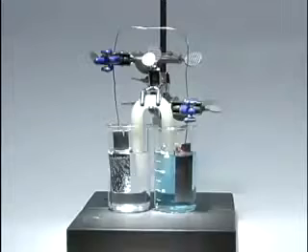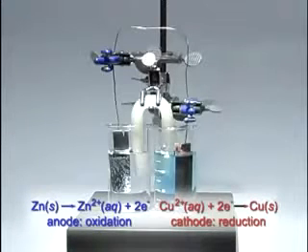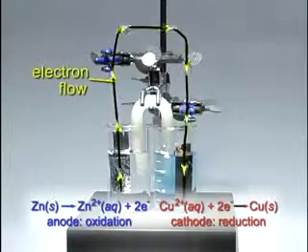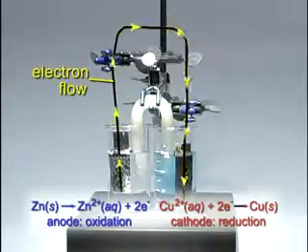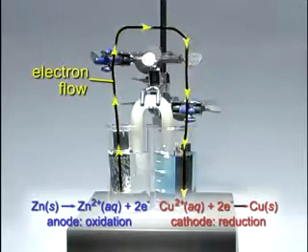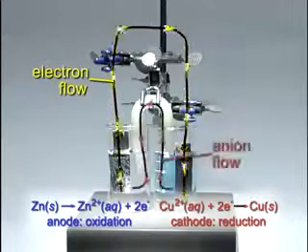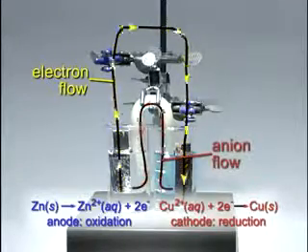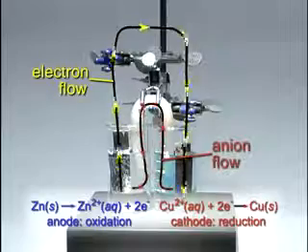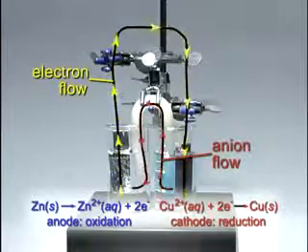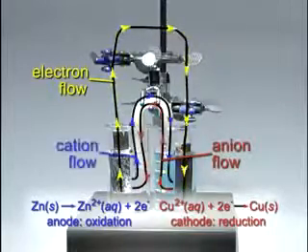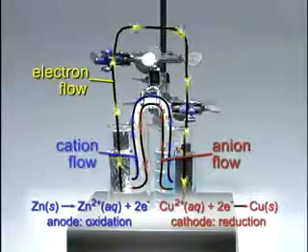Thus, charge flows continually as the cell operates. Negative charge in the form of electrons flows from the anode through the external circuit to the cathode. As negative charge in the form of anions flows from the cathode compartment through the salt bridge to the anode compartment, positive charge in the form of cations flows in the opposite direction.